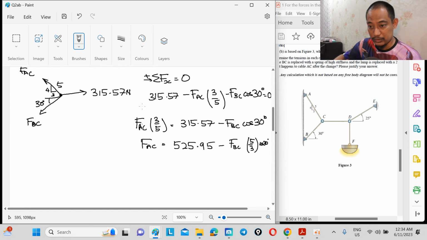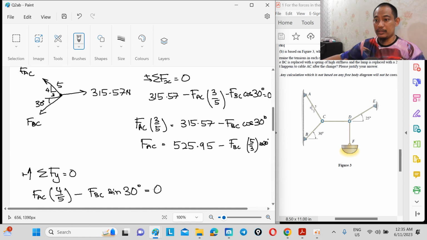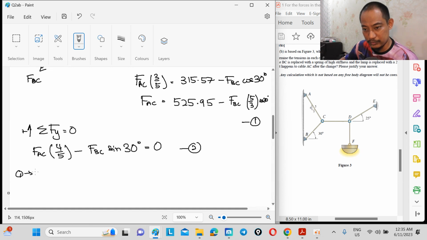Okay, so we do summation of Fy equal to 0 if we take upwards as positive. So we'll have FAC 4/5 minus FBC sine 30 equal to 0, right? And then we can plug in the above here. We should number it, right? For example, this is number 1, this is number 2. So if we plug 1 inside 2, so FAC is all of those, right?